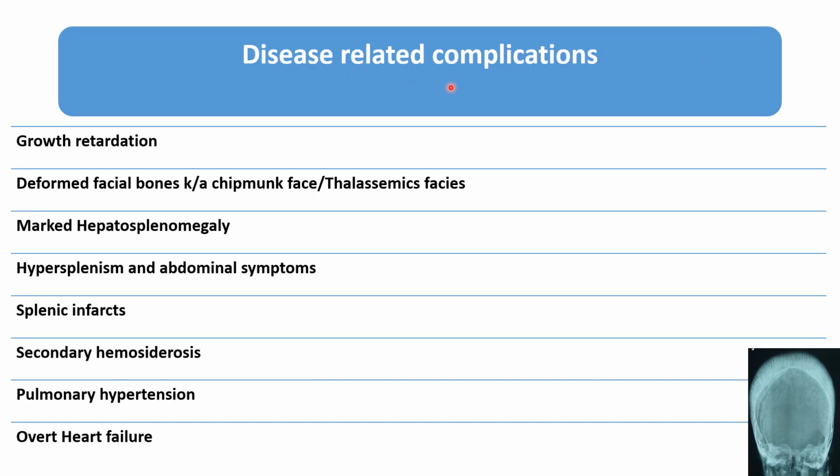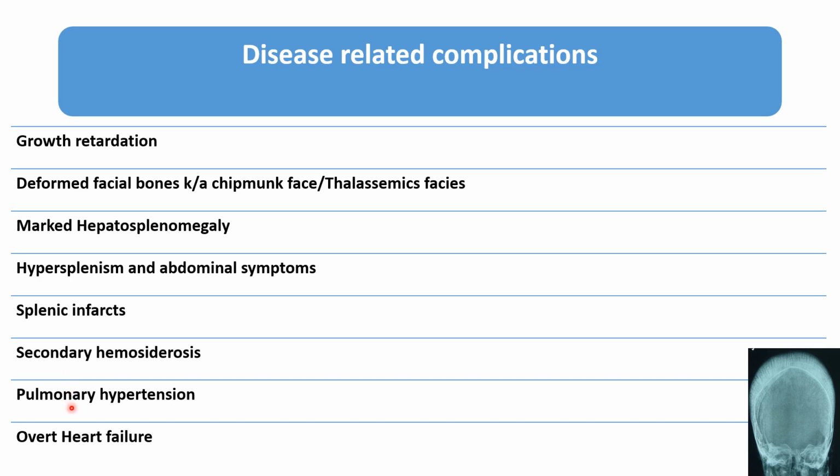In disease-related complications, thalassemia patients have growth retardation because of chronic anemia. Deformed facial bones, known as chipmunk face or thalassemic facies, develop due to extramedullary hematopoiesis. Marked hepatosplenomegaly also develops due to extramedullary hematopoiesis. Hypersplenism and abdominal symptoms develop due to massive splenomegaly. Splenic infarct occurs due to chronic hemolysis. Secondary hemosiderosis occurs due to increased iron absorption in the GIT because of chronic anemia.